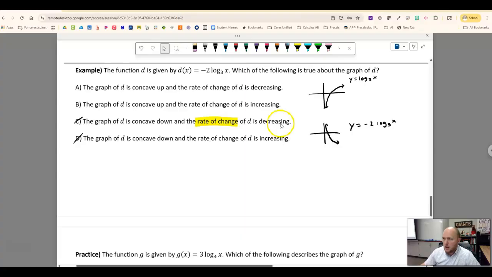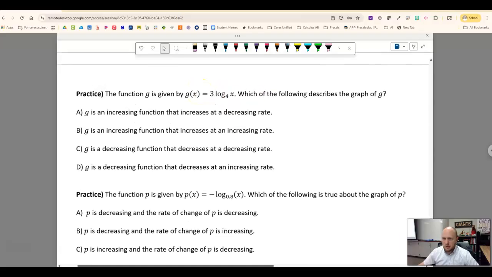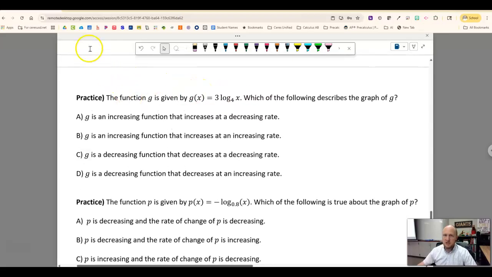So our answer here, oh sorry, we crossed off C and D. We are concave up, and so rate of change is going to be increasing. The answer here is B. We're concave up, not concave down, and so the rate of change is by definition increasing. Okay. Similar question here. Please go ahead, pause video, try this example.